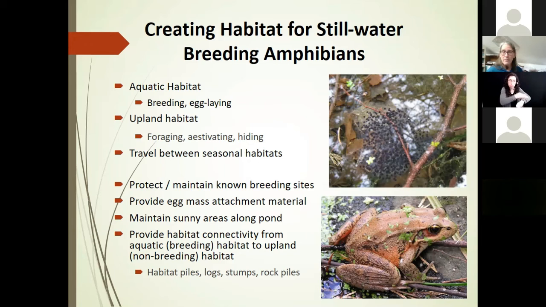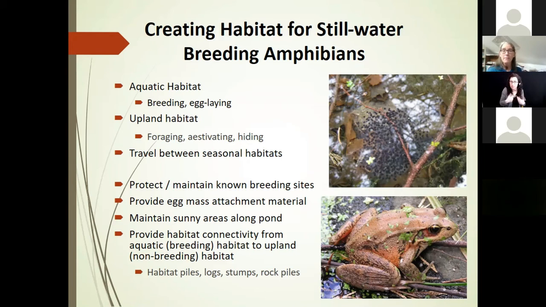And then enhance it. Maybe there's some things that you can do to enhance it. Actually, you can provide more egg mass attachment sites. This egg mass right here in the top photo is actually on a stick that I put in a pond, and within a week, that egg mass had been attached to that stick. So sometimes they're just simple things that we can do to provide more habitat for species so they find what they need.